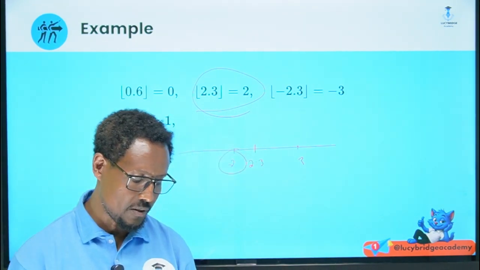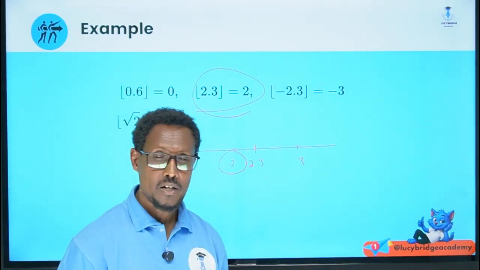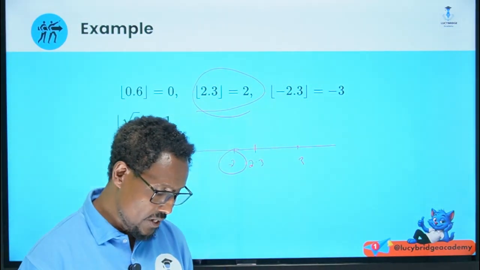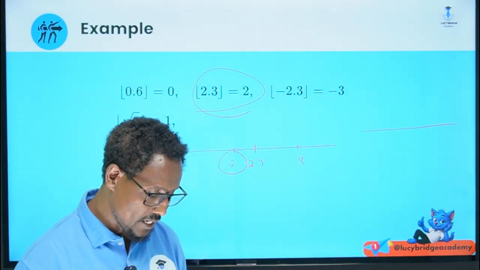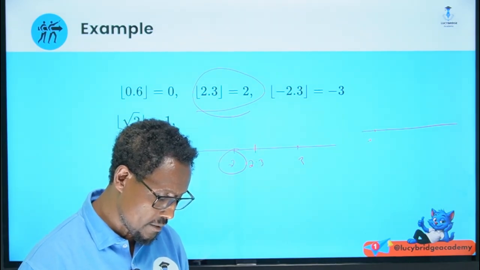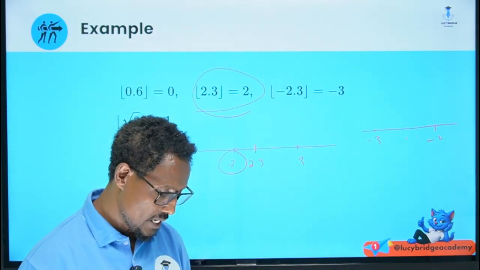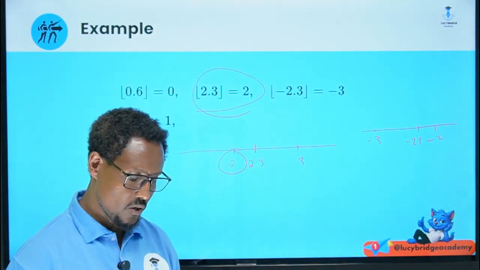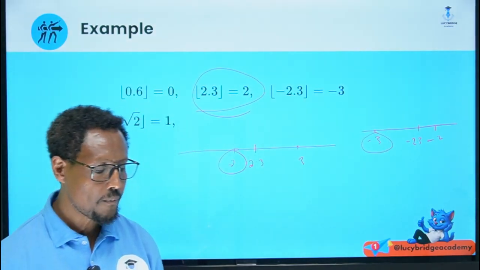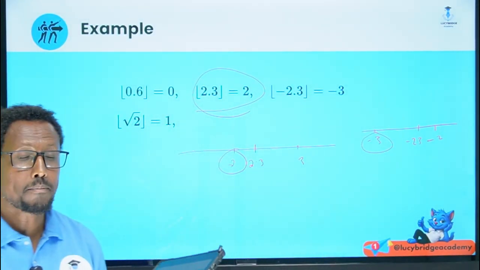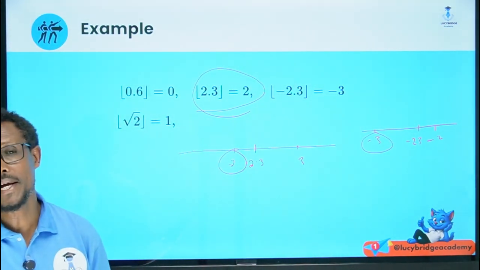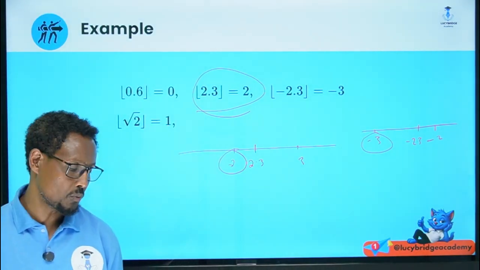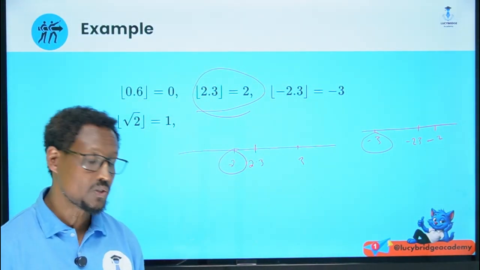So the greatest integer means the integer to the left of 2.3. Now between which two numbers does negative 2.3 lie? Between negative 3 and negative 2. Negative 2.3 is here, so the integer to its left is negative 3. So negative 3 is the greatest integer less than or equal to negative 2.3. With negatives, we must be careful.